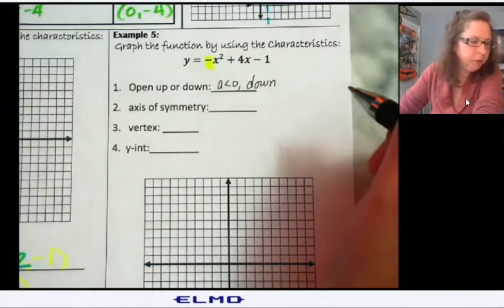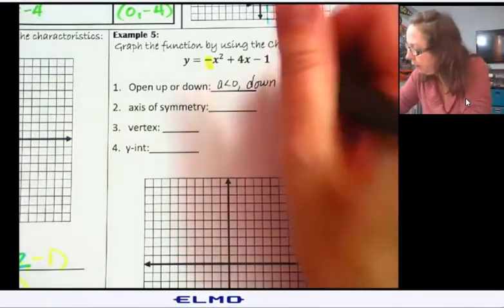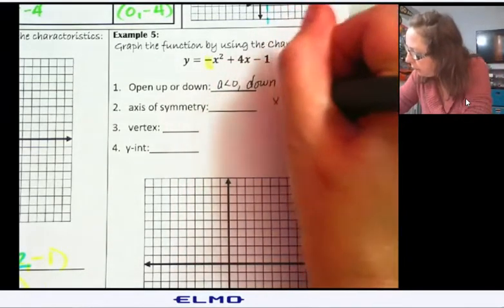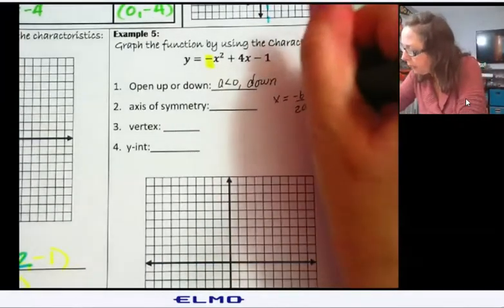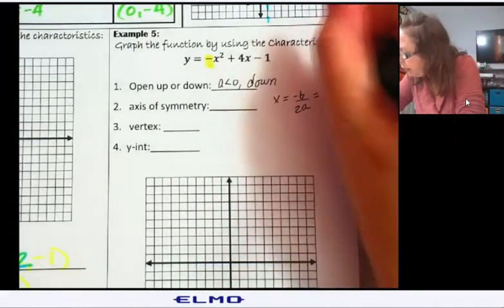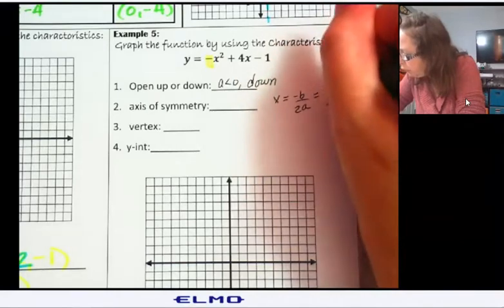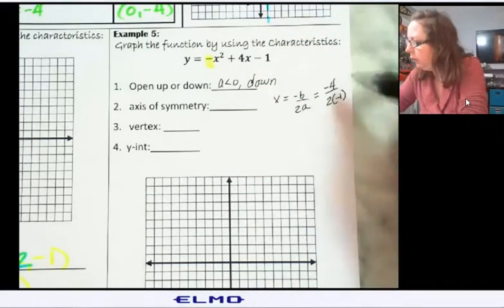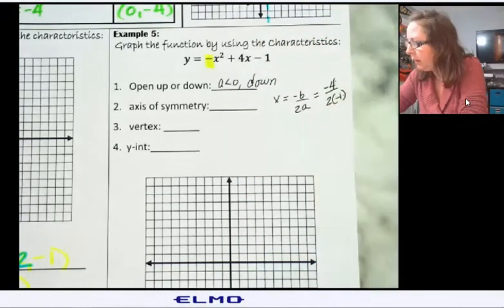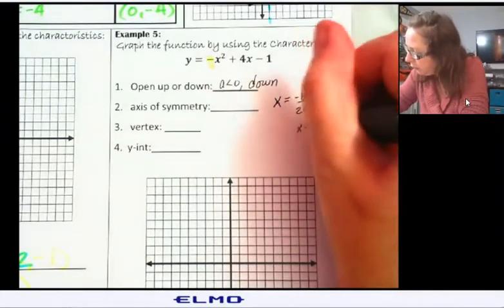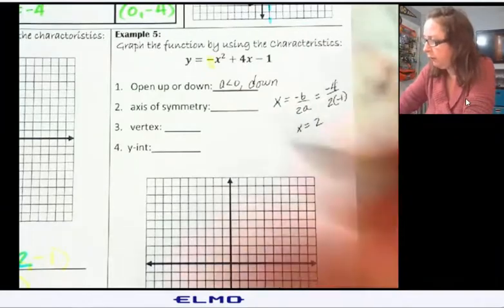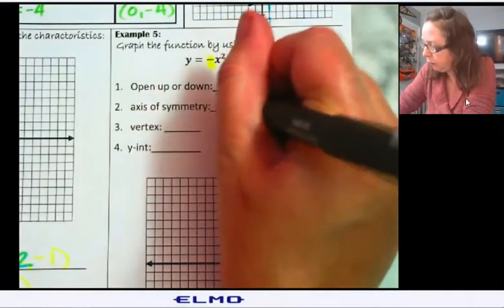Well, the axis of symmetry is going to be this formula. x equals -b divided by 2a. So -4 divided by 2 times -1. What's -4 divided by -2? That is 2. So the axis of symmetry is at x equals 2.